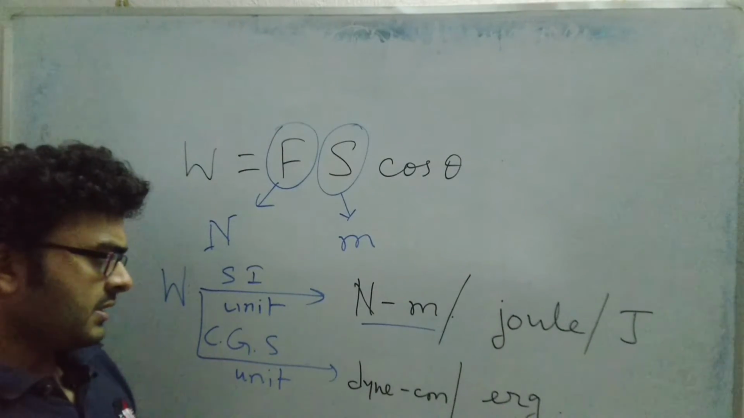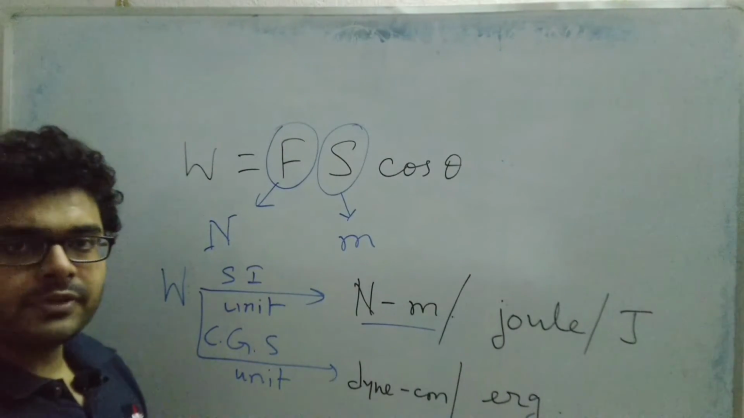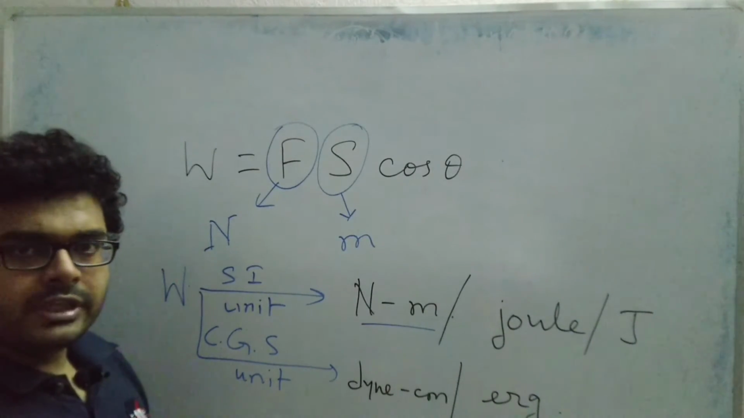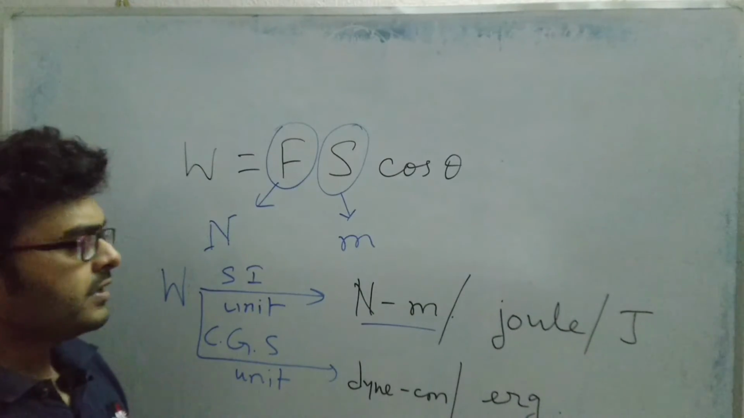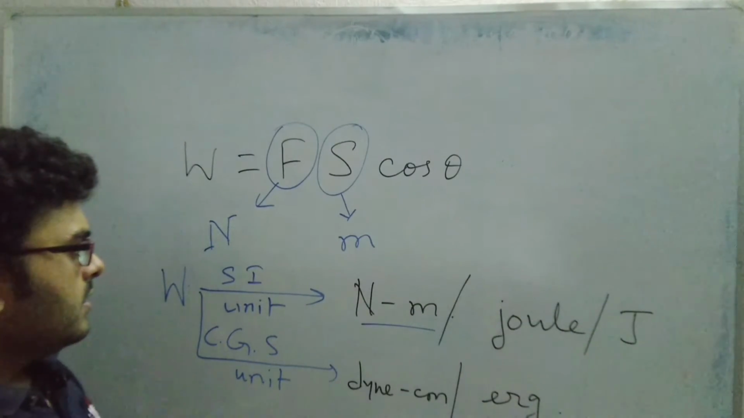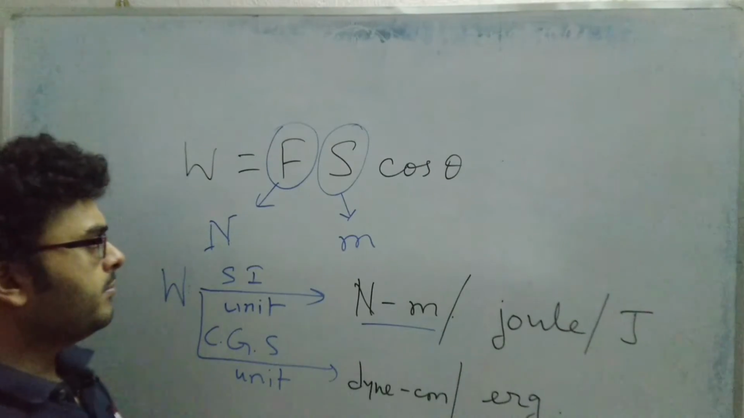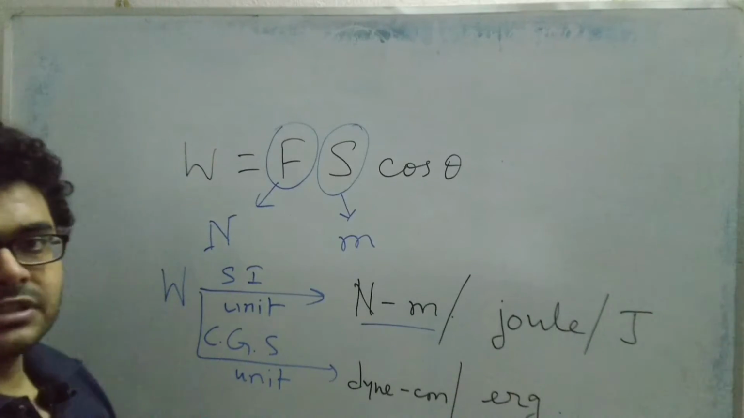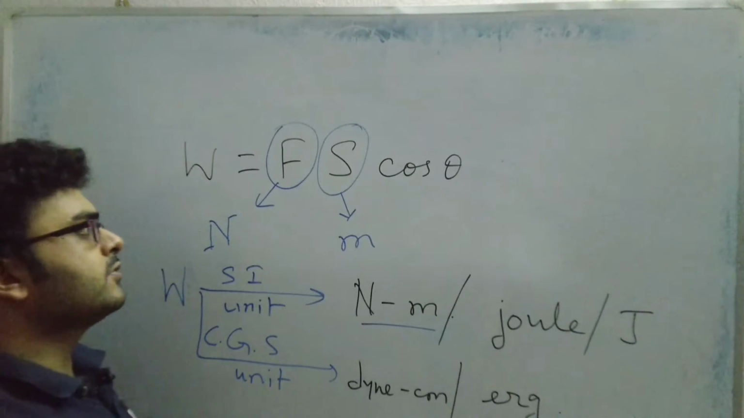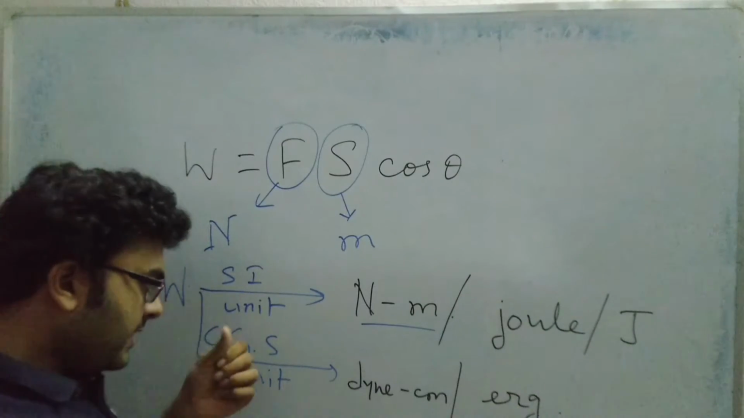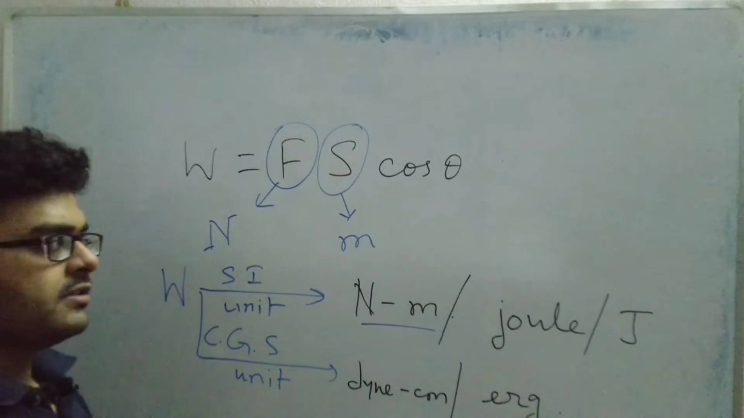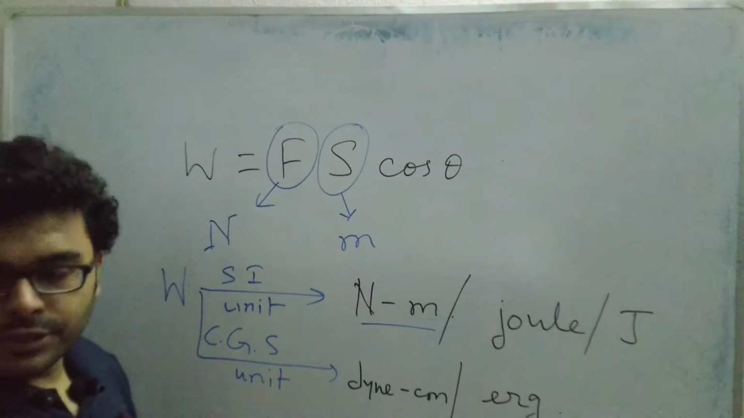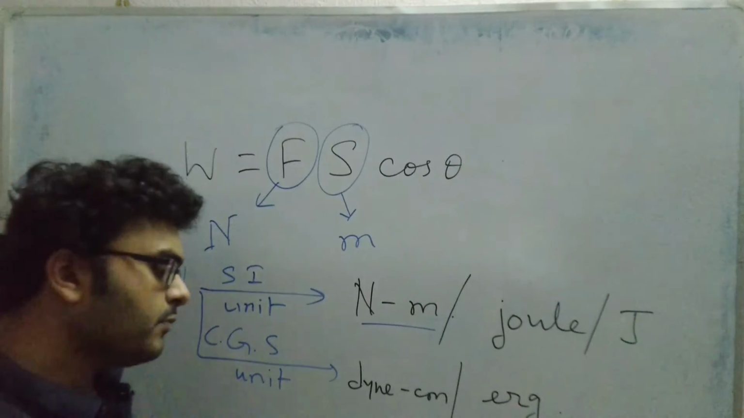So let us come to the definition of joule. How can you define 1 joule of work? Now remember students, to define any unit, you must observe the formula. So what is the formula of work? Work is written as force, displacement, and the cosine of the angle between force and displacement. So if we consider that 1 joule of work is being done, how can you define 1 joule?